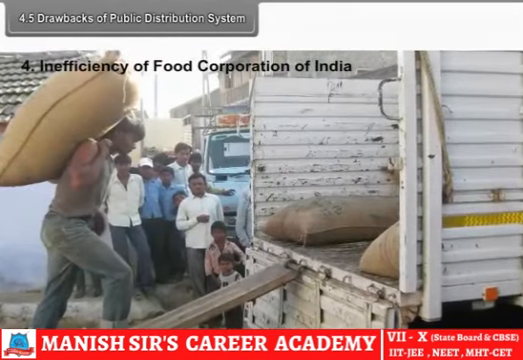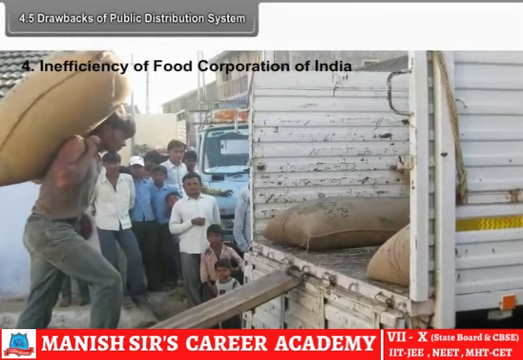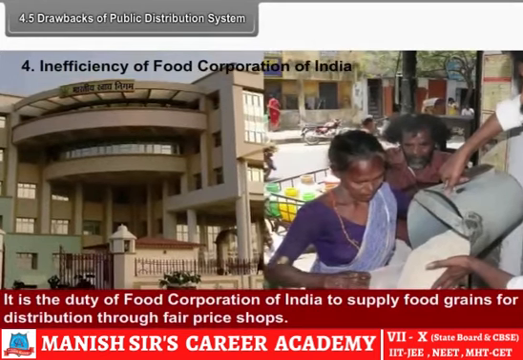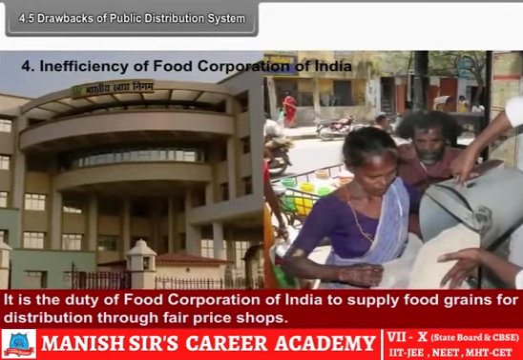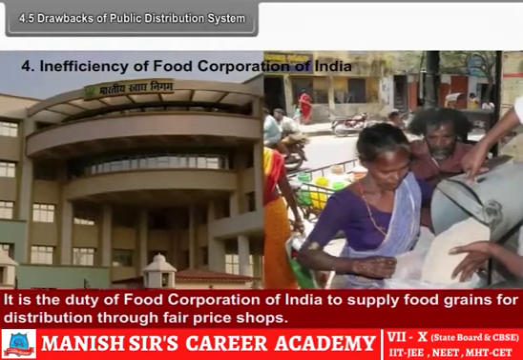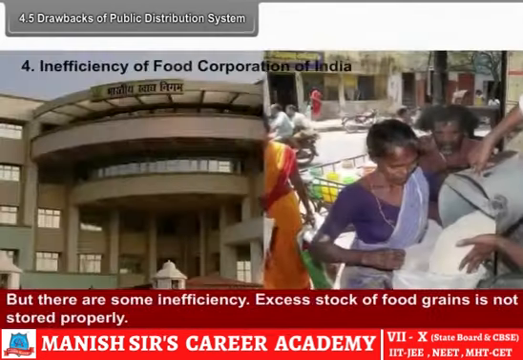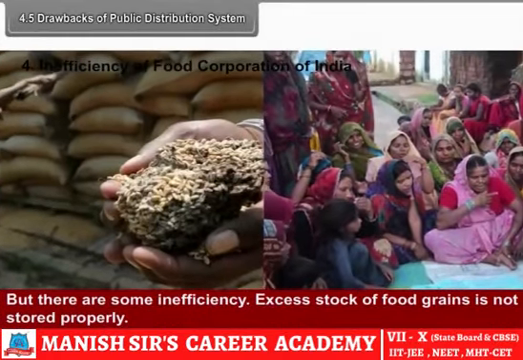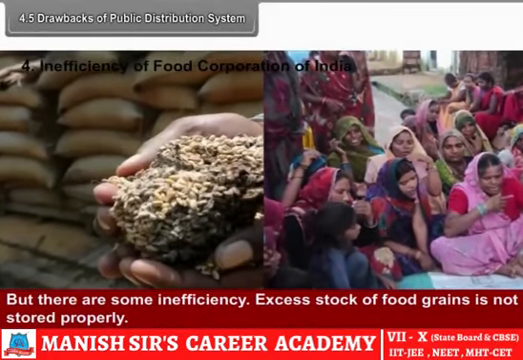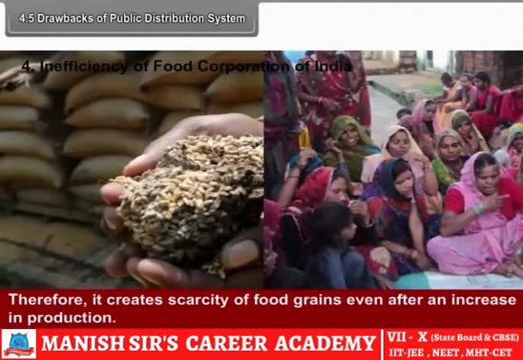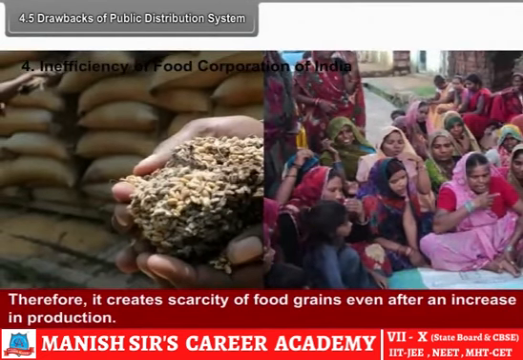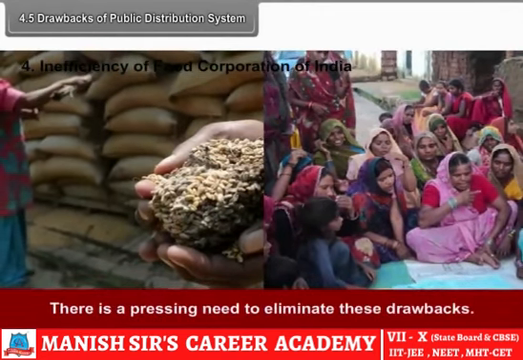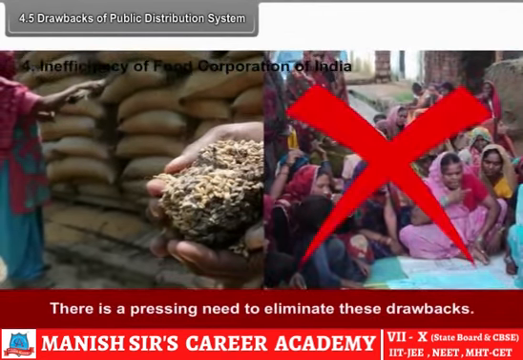4. Inefficiency of Food Corporation of India. It is the duty of Food Corporation of India to supply food grains for distribution through fair price shops. But there are some inefficiencies. Excess stock of food grains is not stored properly. Therefore, it creates scarcity of food grains even after an increase in production. There is a pressing need to eliminate these drawbacks.